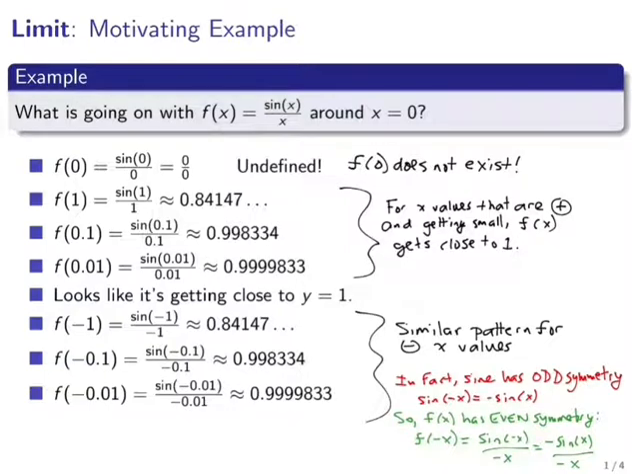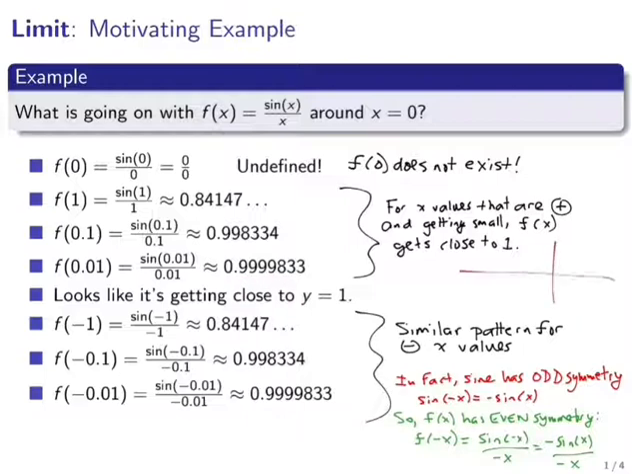As I plug in those negative x values that are getting smaller and smaller in magnitude, closer to 0, I get a similar pattern where the numbers coming out from the function approach 1. But you may even notice something more specific, that they're exactly the same numbers, they're identical. And there's a reason for that. This is because the sine function has odd symmetry.